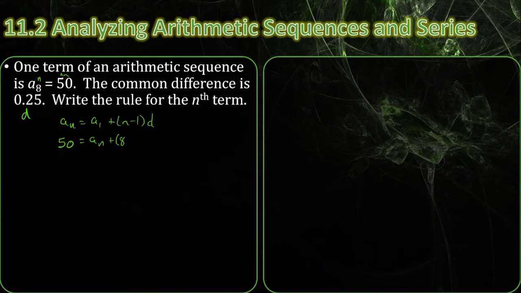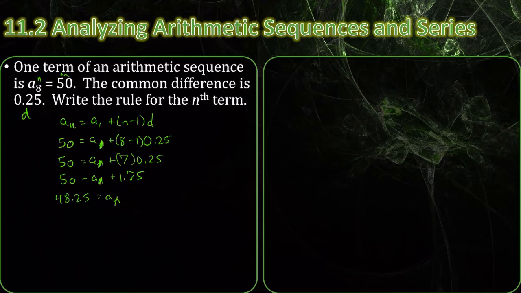So when n is 8, an is 50, and our d is 0.25. So it's 7 times 0.25, which is 1.75. Subtract that from both sides and you end up with 48.25. Oops, that's not an n, that's a 1, sorry. So a1 is 48.25. So now we can write a formula.